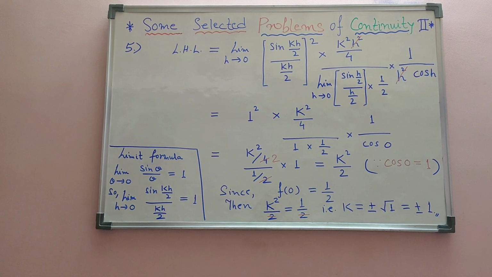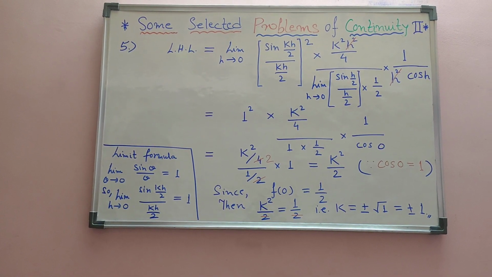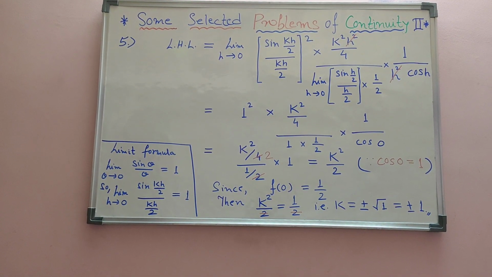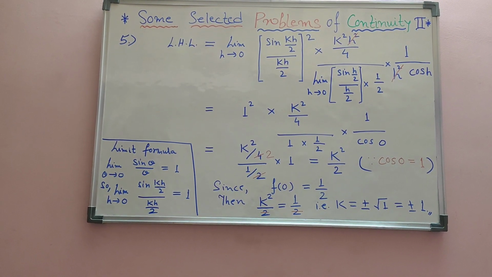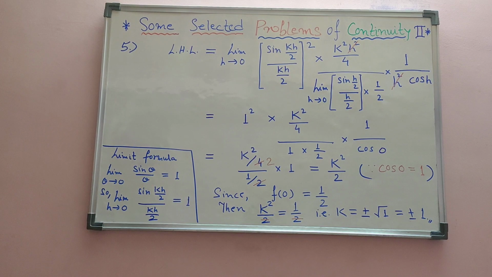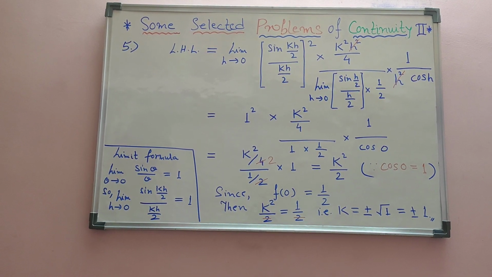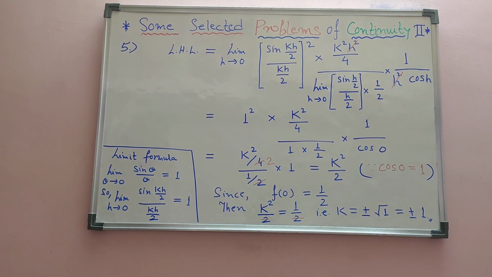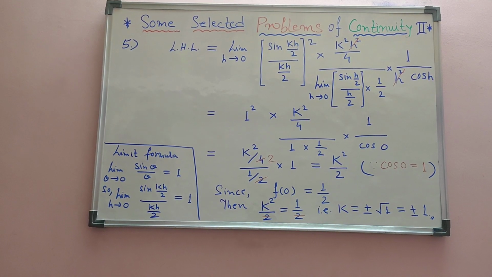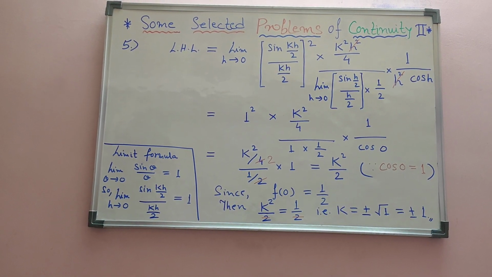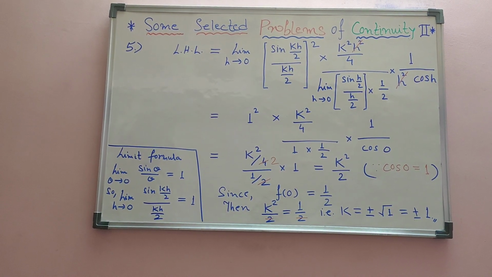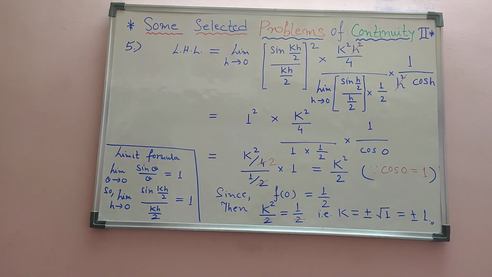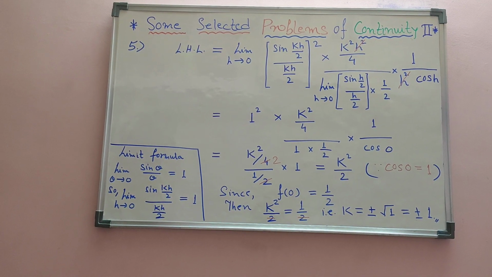Already we know f of 0 is 1 by 2, and the concept of continuity is left hand limit equal to right hand limit equal to f of x at the given point. It means the left hand limit equals f of 0. The left hand limit we got here is k square by 2. So we can equate k square by 2 equal to 1 by 2. The 2 cancelled out in both denominators. K square equal to 1. So k equal to plus minus square root of 1.